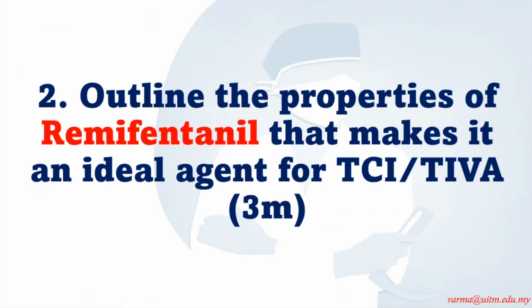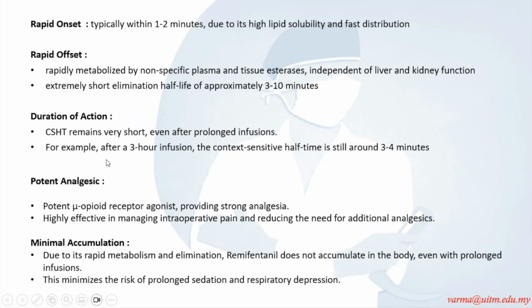So now we finish off the next 15 minutes talking about remifentanil. Outline the properties of remifentanil that make it an ideal agent for TCI TIVA. The template is the same, just specific details regarding the drug: onset typically within 1 to 2 minutes due to its high lipid solubility and fast distribution, rapid offset, rapidly metabolized by non-specific plasma and tissue ester hydrolysis, independent of liver and kidney function, extremely short elimination half-life, approximately 3 to 10 minutes because of this.